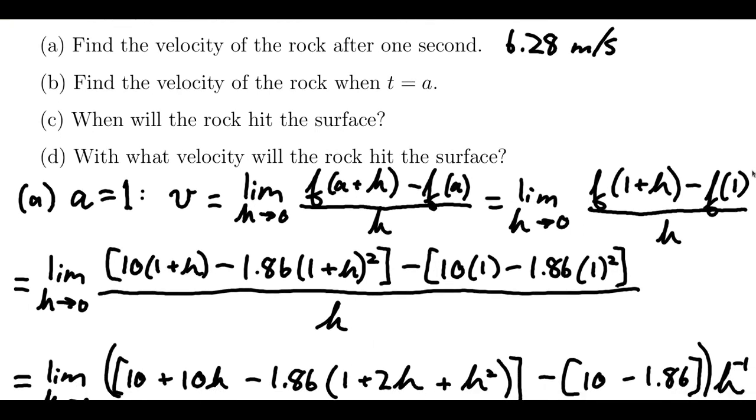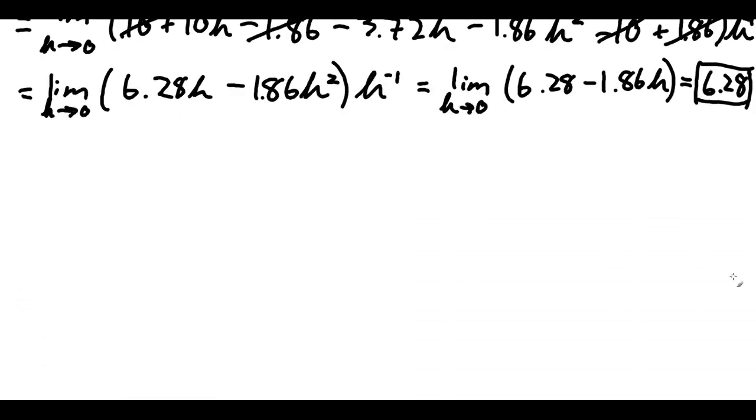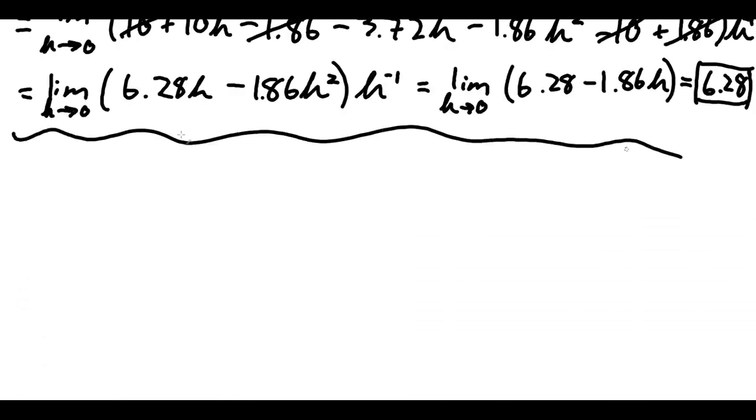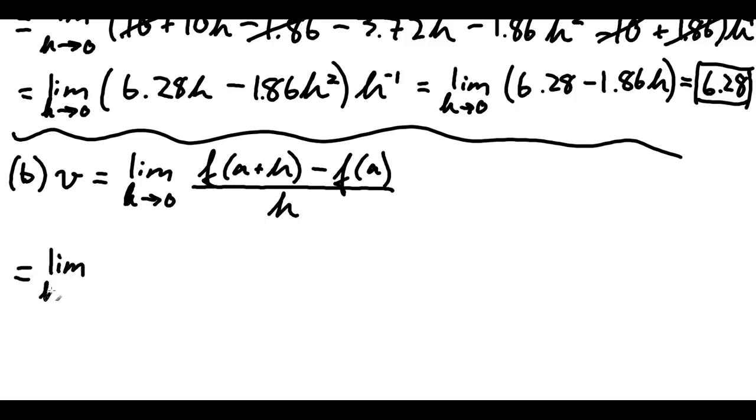Now, part B, they ask us to find the velocity of the rock when t equals a. So this will be mostly the same, except more general. So for part B, we want to do all of this at a. So again, we have the limit as h approaches 0 of f of a plus h minus f of a, all divided by h. But the difference here is that we are not substituting in a specific value for a. We're just plugging that directly into our function.